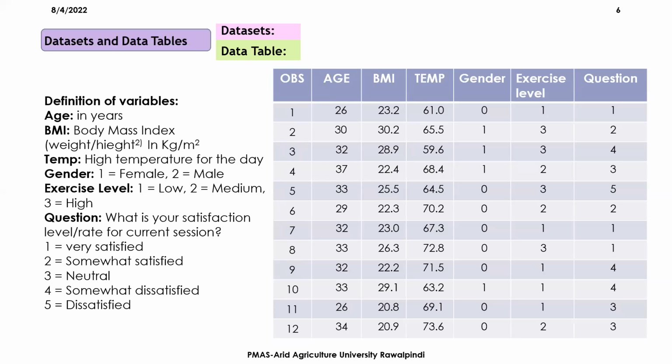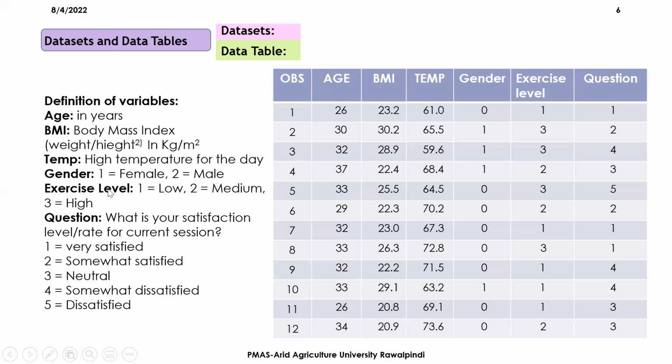Similarly, a data table and a data set are two different things. When a data set is organized into a table with one column for each variable and one row for each person, this is called a data table. Here I'm giving an example of a table and a data set.